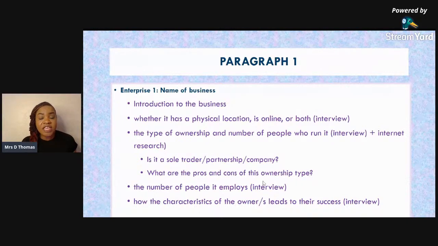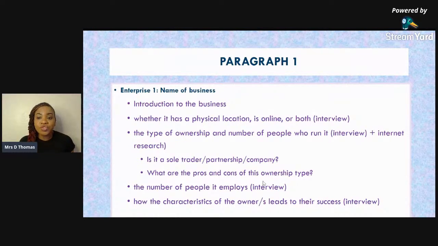For these, you will need to do an interview. So you need to come up with a set of interview questions, which we will do in class. You'll come up with a set of interview questions, and that will be placed in the appendix. So you're going to ask the owner a series of questions pertaining to the information that you need for the assignment.